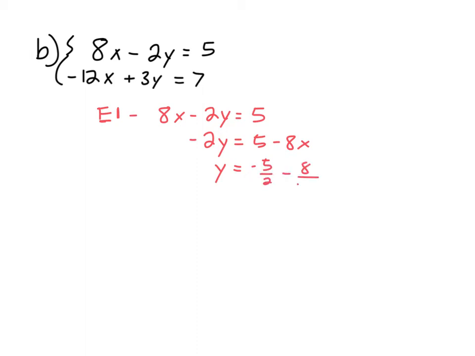Negative 8 divided by negative 2, that's going to become a positive 4, because that was negative 2 on the bottom, so negative makes positive. 8 divided by 2 is 4. All right, great. So this is what y equals. Now I'm going to use the second equation and plug that in.